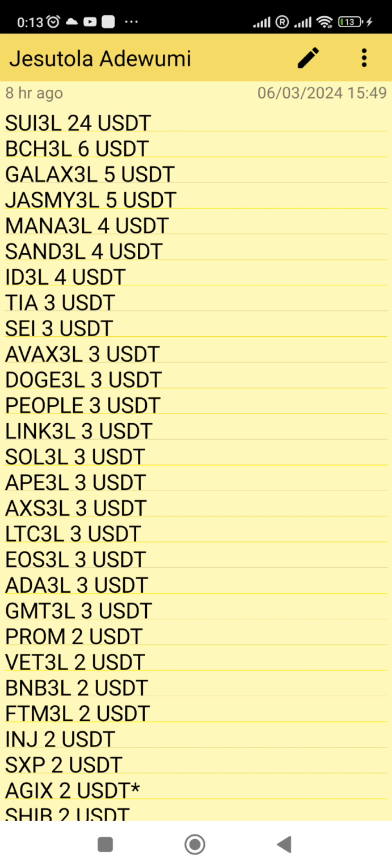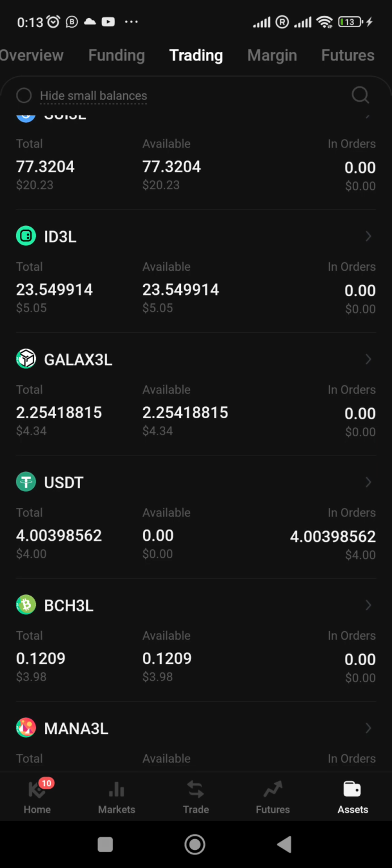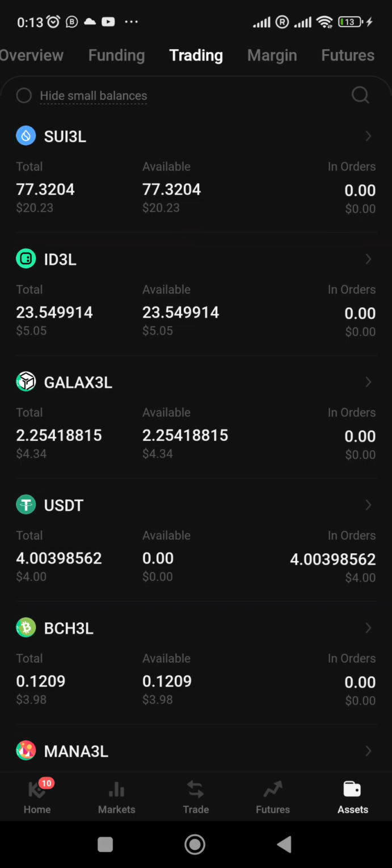SUI 3L, I've invested 24 USDT. Right now it is 20.23 USDT. It is definitely not in profit. Now, is it low enough for me to buy some more? Once I've bought more than 4 times, which I have in this case, I will only buy again if it is less than 60% of its value.